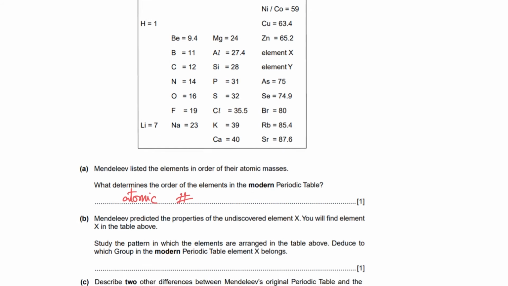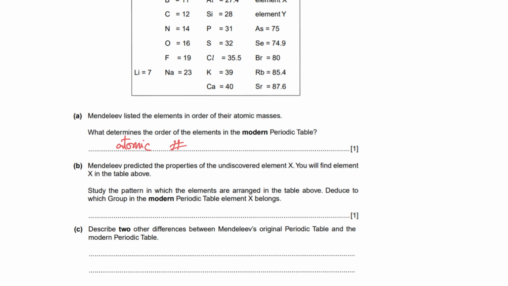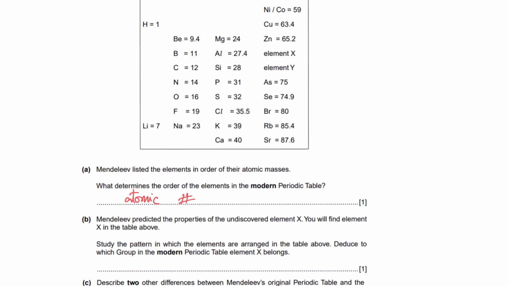Mendeleev predicted the properties of undiscovered element X. You will find element X in the table above. Study the pattern in which elements are arranged. Deduce to which group in the periodic table element X belongs. So let's go over there.